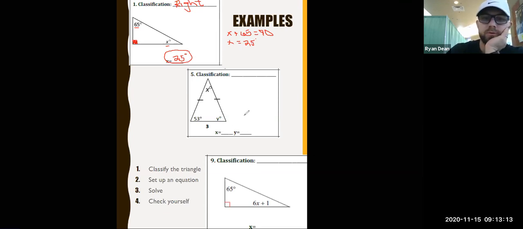Okay, the second one, this one right here, they give us 2 different things, right? They give us this x, they give us the 53, they give us the y. But the most important thing here are these hash marks. The hash marks go with the sides. And this one, with 2 congruent sides, we know that this is isosceles. We talked about the angles with the isosceles back on the previous slide. But what I'm going to do here is write it down and spell it out for you.